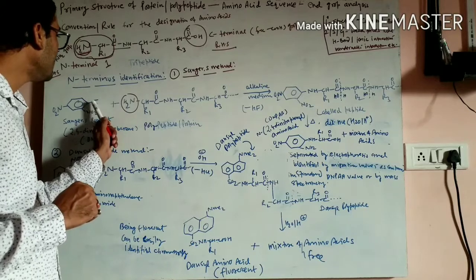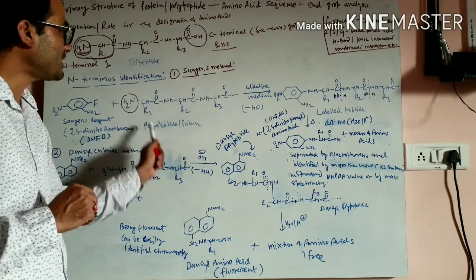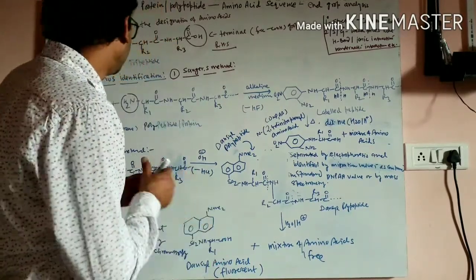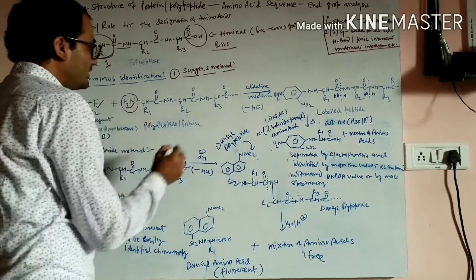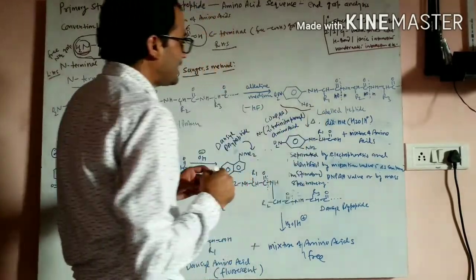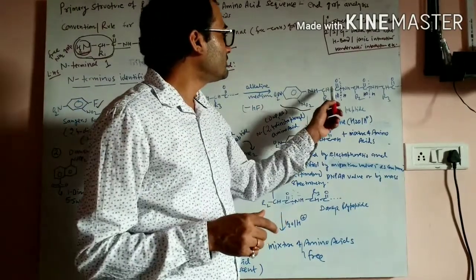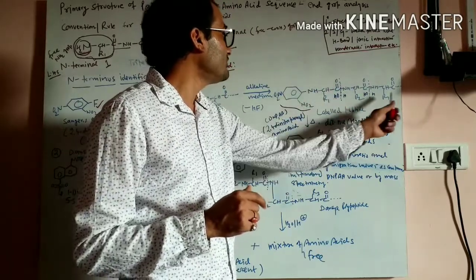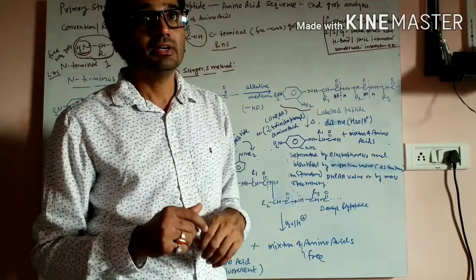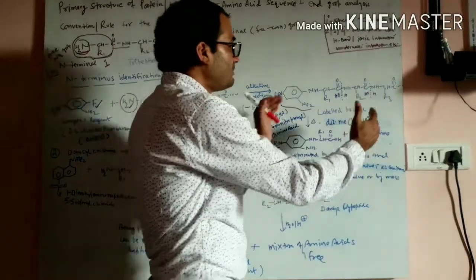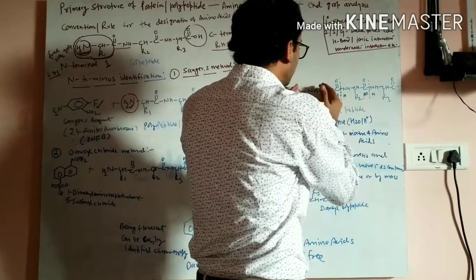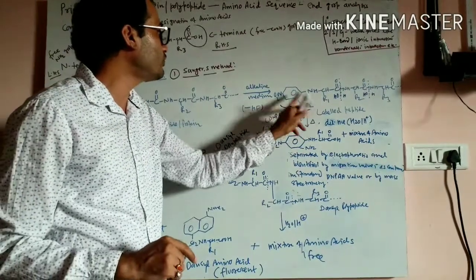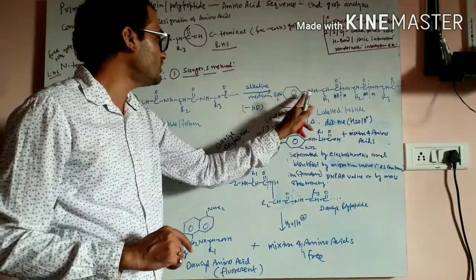This fluorine reacts with the NH2 group of this polypeptide chain under alkaline medium. The medium is alkaline, and HF will be released. The 2,4-dinitrofluorobenzene binds with the N-terminal amino acid, and this is called a labeled peptide. Now this is a peptide chain, labeled from the N-terminus with 2,4-dinitrofluorobenzene, so we have included a 2,4-dinitrophenyl group here.